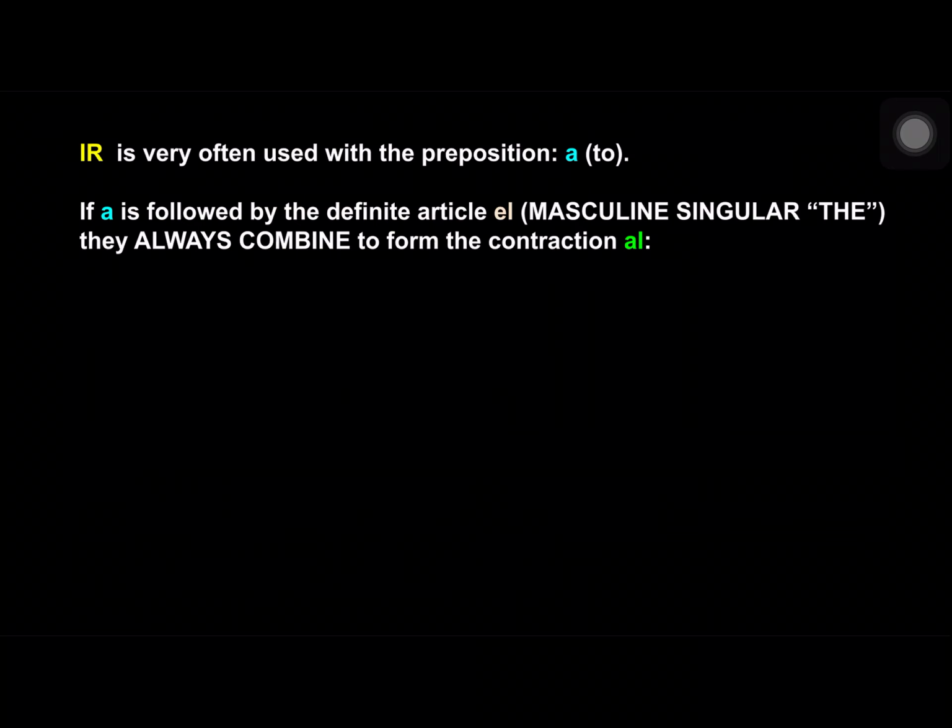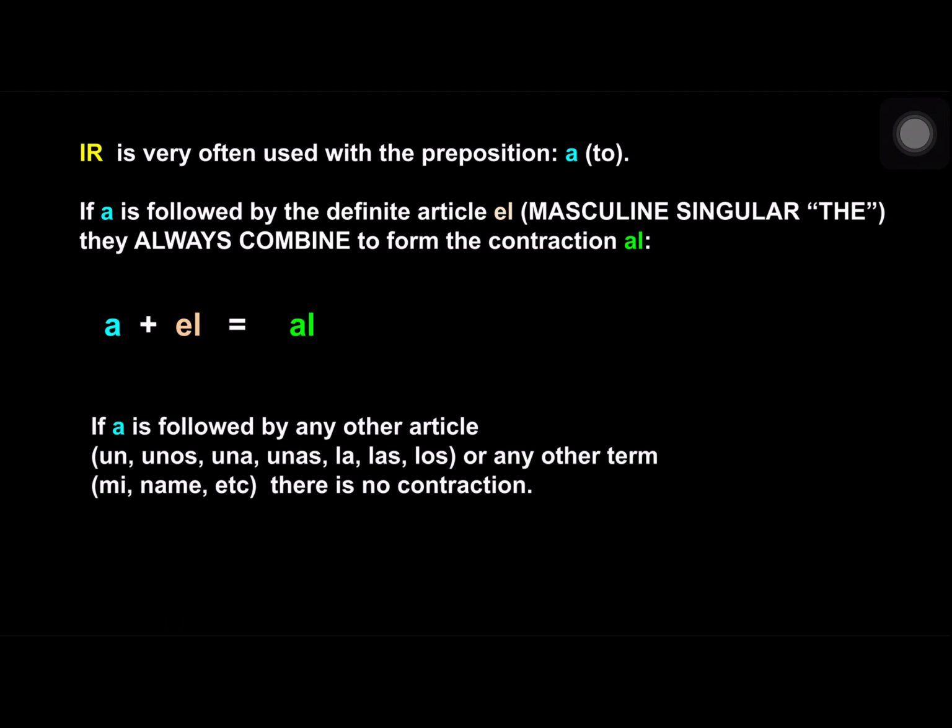It is very often used with the preposition a, which means like to. If a is followed by the definite article el, which means the masculine form of the, they always combine to form the contraction al. So anytime we have a plus el, you don't want to say a el, that's just too clunky sounding. You contract it to al. If a is followed by any other article like un or una or las or me or a name or something, don't worry about that contraction. It's only when you're dealing with a and el. Just contract it to al.